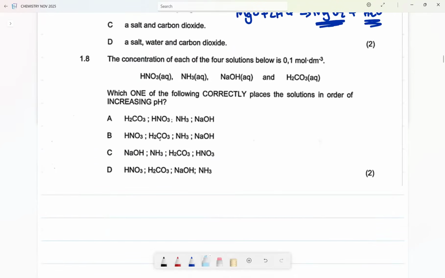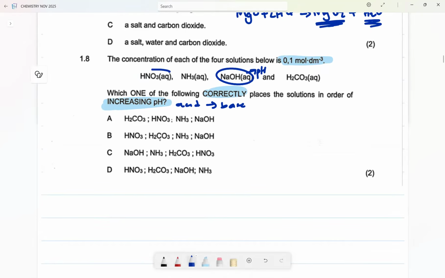The concentration of each of the four solutions is this much, so they have the same concentration. Okay, we have nitric acid, ammonia, sodium hydroxide, and bicarbonate of sodium. I don't know what you call this, hydrogen carbonate or whatever. Which one of the following correctly places the solutions in order of increasing pH? So if it is increasing pH, it is from acid to base. So we know that NaOH has the highest pH value because it is the most basic solution among these.